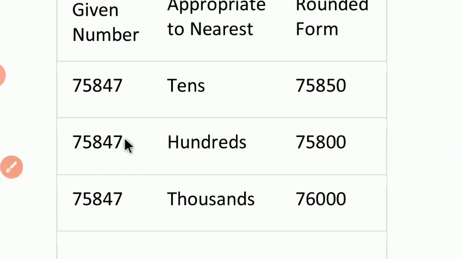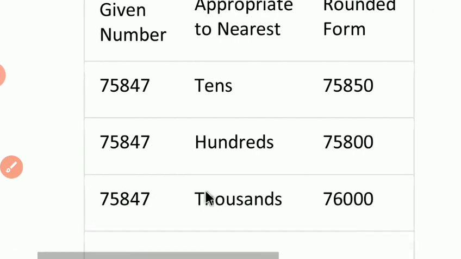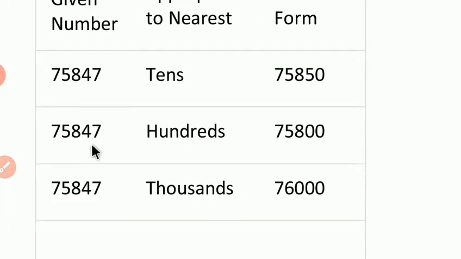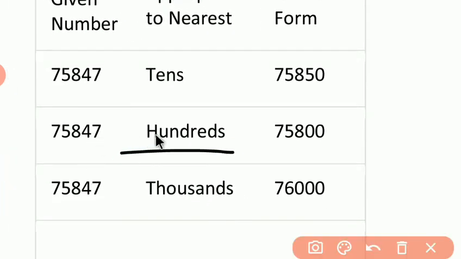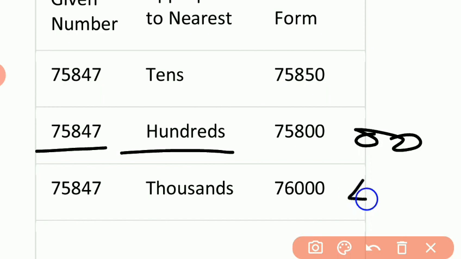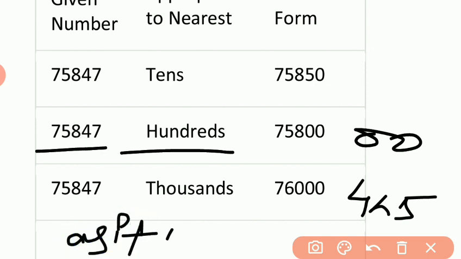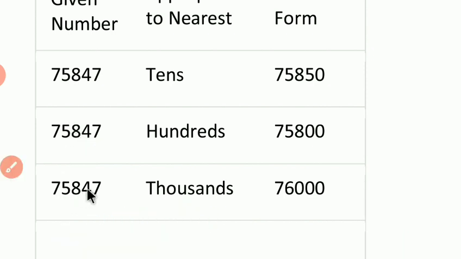Now we have to round off the same number to the nearest hundreds. So in 100, how many zeros are there? 2 zeros. So the last two digits you have to replace by 2 zeros. Now we have to see its tens place. At tens place, 4 is given, and 4 is less than 5. So we have to write 8 as it is, because there will be no change.